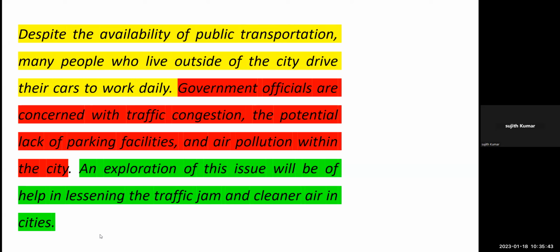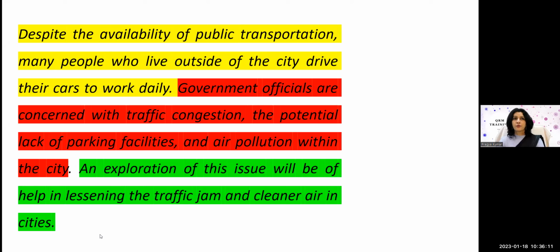Despite the availability of public transportation, many people who live outside of the city drive their cars to work daily. Government officials are concerned with traffic congestion, the potential lack of parking facilities, and air pollution within the city. An exploration of this issue will be of help in lessening the traffic jam and cleaner air in cities.